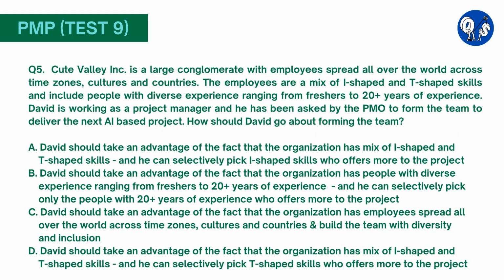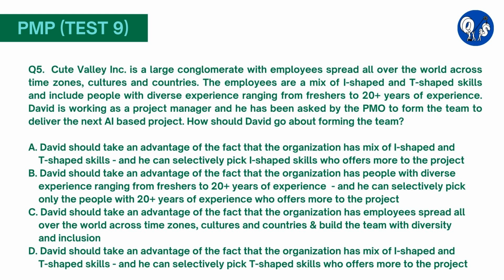Question number 5. Cute Valley Inc. is a large conglomerate with employees spread all over the world across time zones, cultures, and countries. The employees are a mix of I-shaped and T-shaped skills and include people with diverse experience ranging from freshers to 20 plus years of experience people. David is working as a project manager and he has been asked by the PMO to form the team to deliver the next AI-based project. How should David go about forming the team?